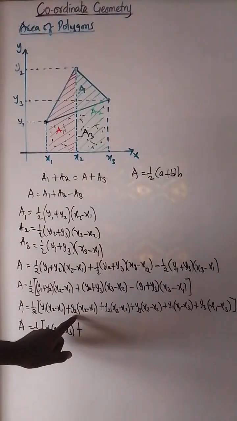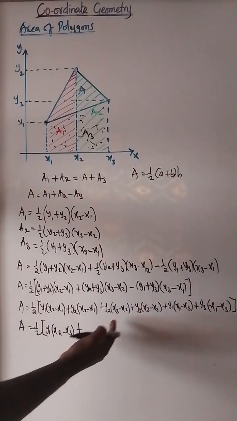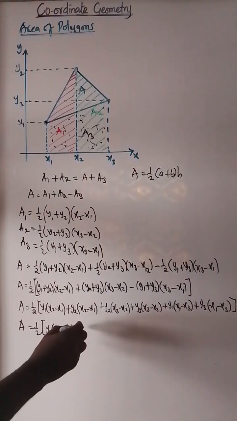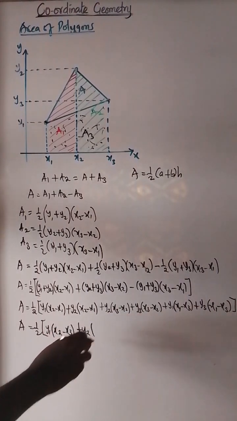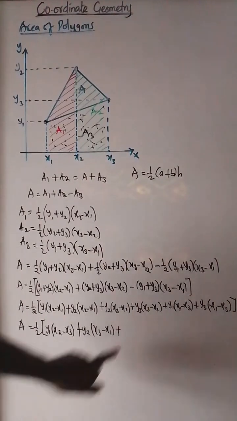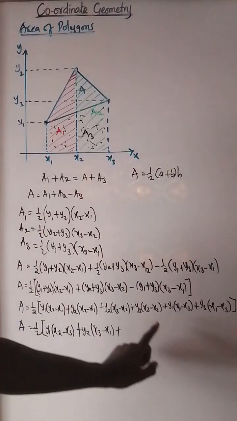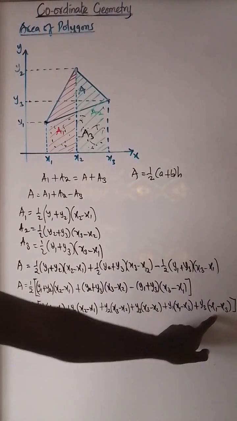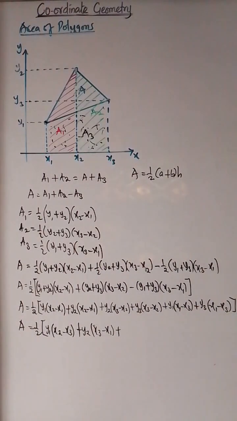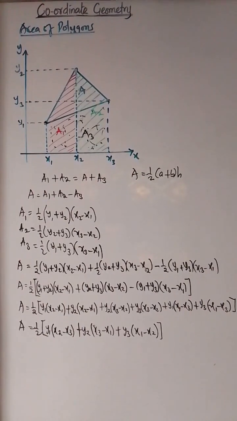Let's do same for y2. y2 is common here. So what happened? This x2, we have minus x2 here. So we have what? x3 minus x1. So we are going to have y2 into bracket what? x3 minus x1. Then for y3, we have y3 here. We have y3 here. So upon x3 as minus, x3 as plus. So I'll be having x1 minus x2. y3 equals into what? x1 minus x2. And this becomes the area of the triangle.